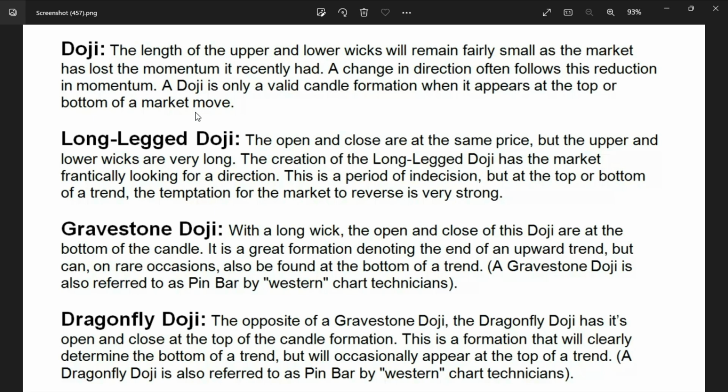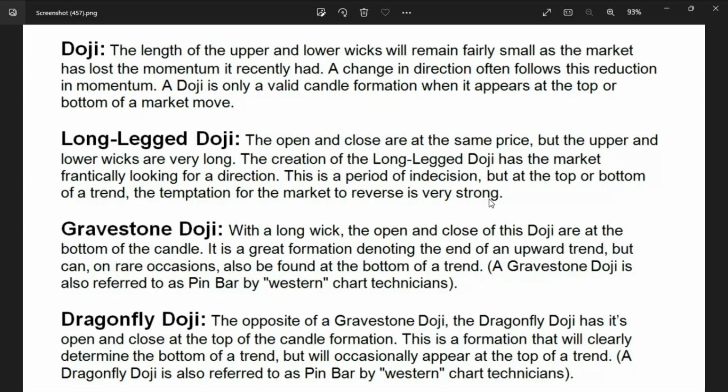We know about the dragonfly doji candle. This is the opposite of the gravestone. The gravestone has the long wick, and the candle tends to close at the bottom, but the dragonfly has its own wick. The candle tends to close at the same open position at the top. It's still called a pin bar by Western chart techniques. If you research these candle patterns, you will understand more of it.